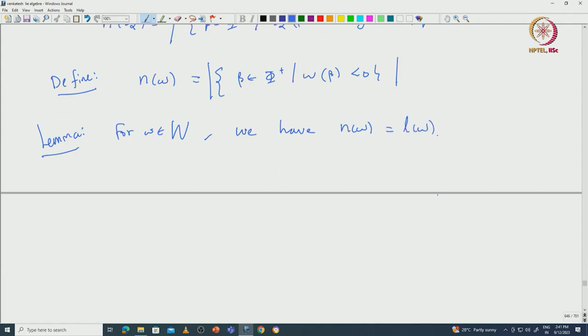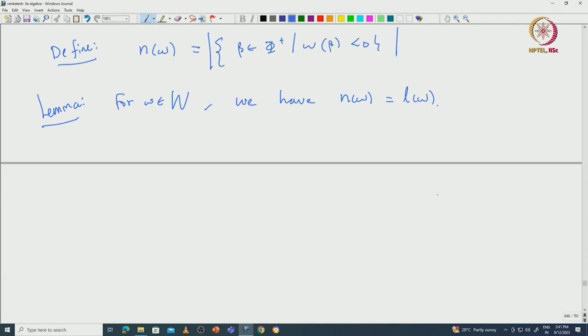So, how does one prove this? One can proceed by induction on the length of W. We already proved the result for length of W 0 and 1. If the length of W is 0, then W must be the identity. Then N of W will be 0, there is no issue. And when the length of W is 1, our early result says that the length of W is the same as N of W.